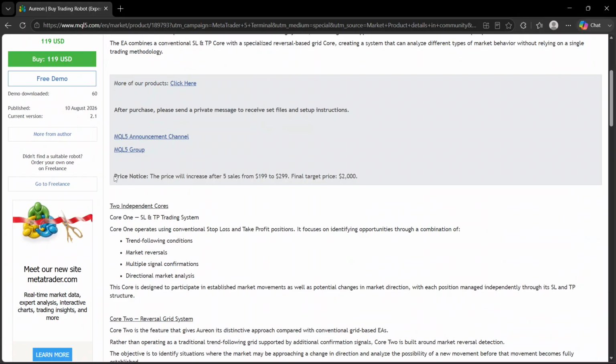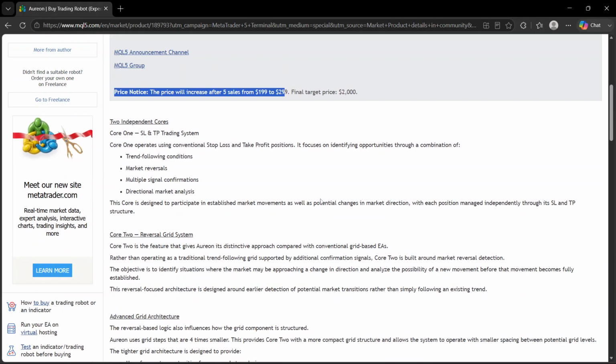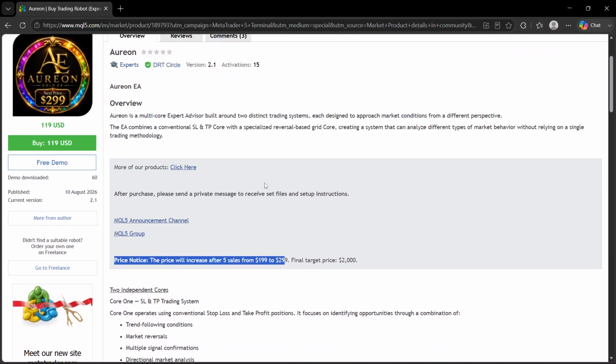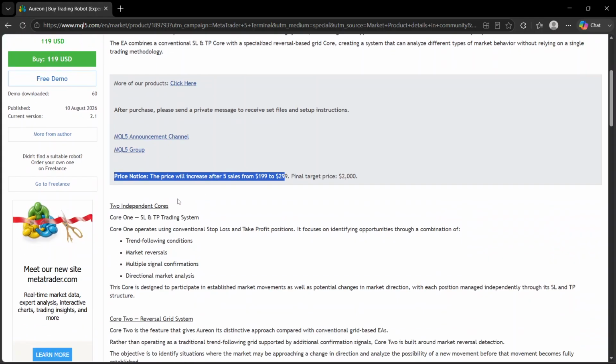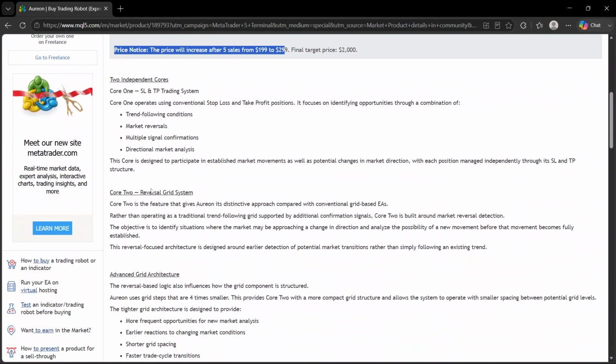As well, noting that there's a price notice that after 5 sales, the price will increase from $119 to $299 with a final target price of $2000. That doesn't mean you should rush and buy the EA. Always backtest with the demo and see whether it fits your trading style. But let's continue. On to Core 2.